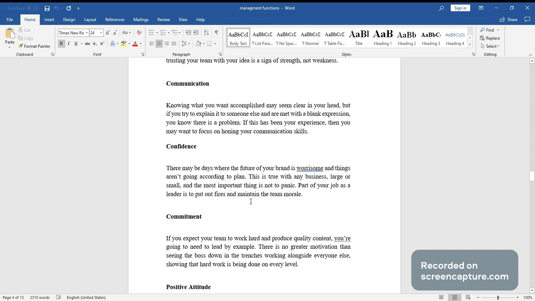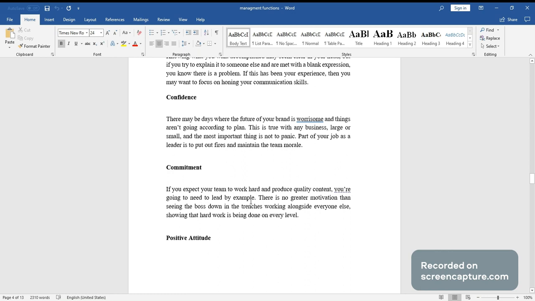Confidence. There may be a future where your brand has worries. Some things are not going to go according to plan. The most important thing is not to panic. Part of your job as a leader is to put out those fires and to maintain the team's morale.